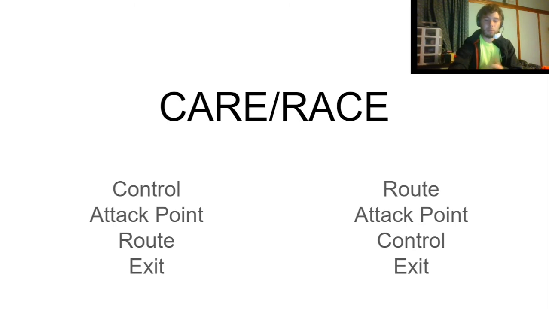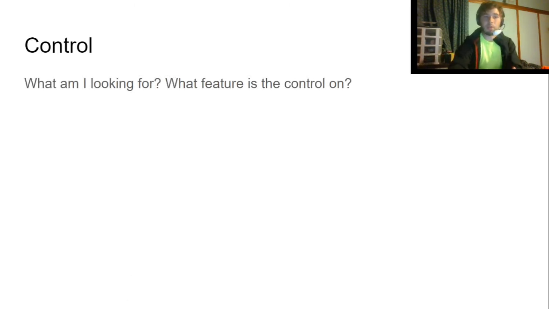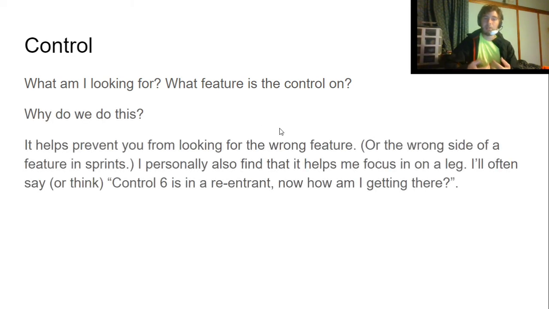So first of all, go to C, control. So what am I looking for? What feature is the control on? Whether that's looking at the control description holder on your arm and going, well, it says here 101 distinctive tree, or just looking at the circle on the map and going, well, there's a green circle in there, which means I'm looking for a distinctive tree. So why do we do this? Well, I do it because it helps prevent you looking for the wrong feature.